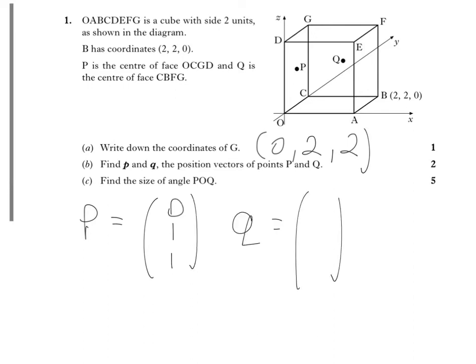For Q, again that's in the middle, so it's halfway along, which is going to be 1. Q is at the back of the shape, so that's 2 in, so that's 1, 2, and it's halfway up, so that's 1, 2, 1.